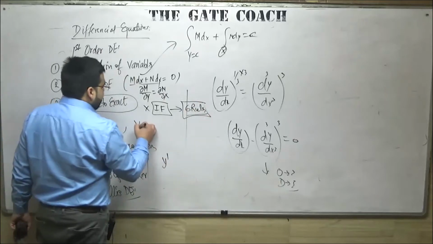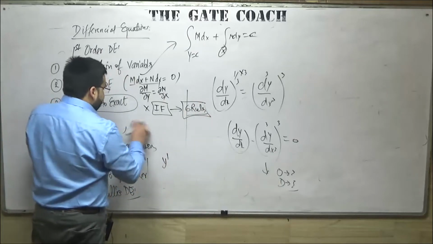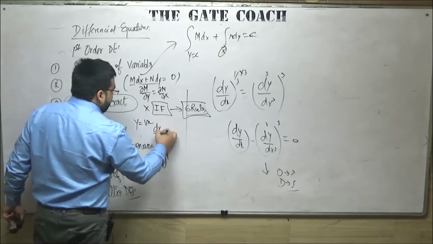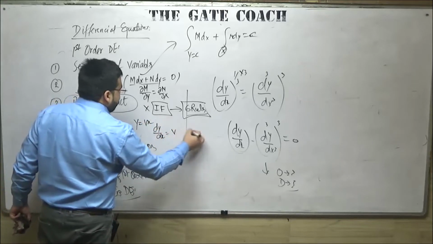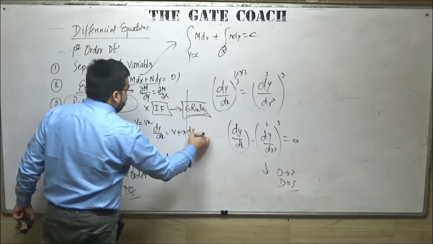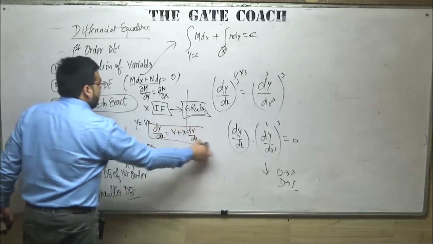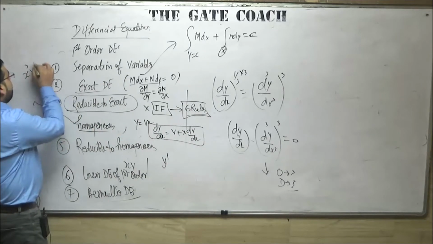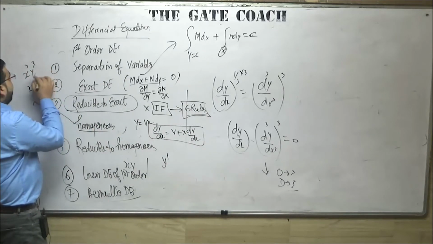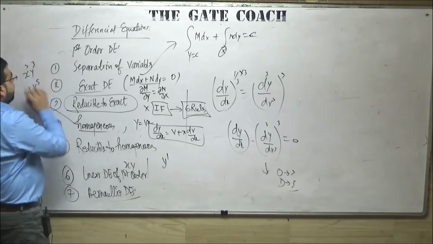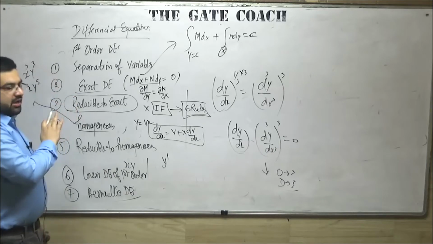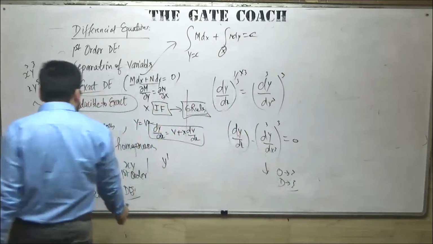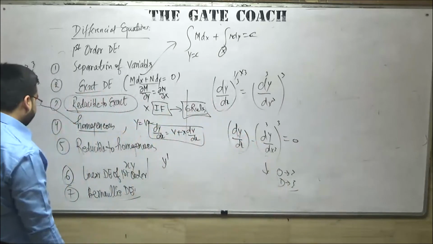Homogeneous: we put y is equal to vx. Then dy by dx is first function times derivative of second plus second function times derivative of first. What is the meaning of homogeneous? It will be like this: x cube, y cube, xy^5. So 3 plus 3 is 6, 5 plus 1 is 6. So the summation of the degrees will be the same everywhere. So this was the concept.